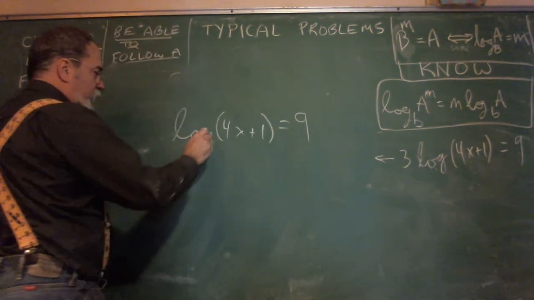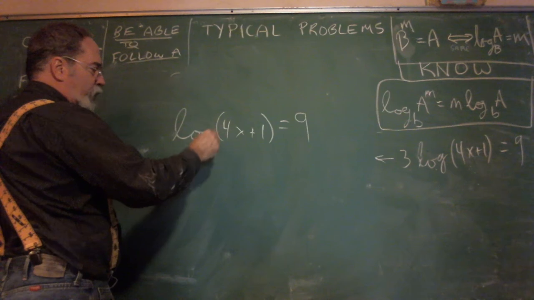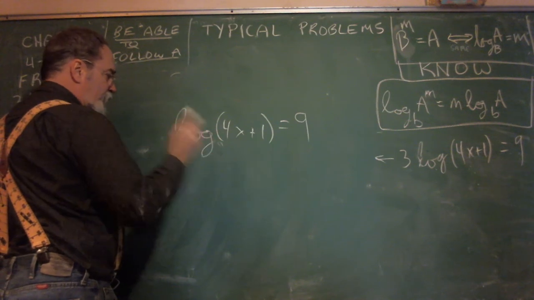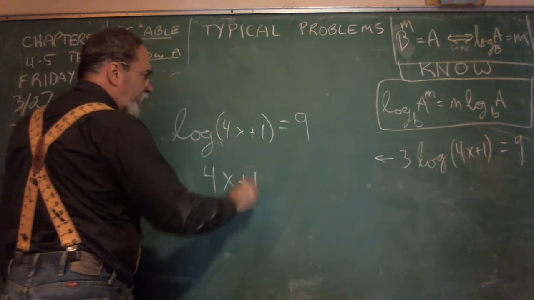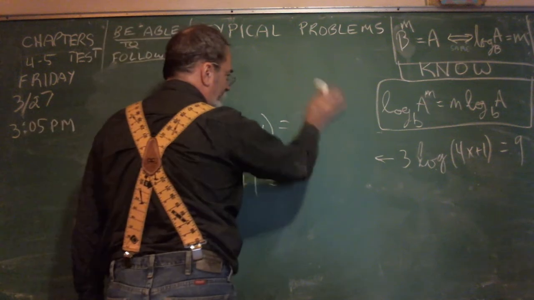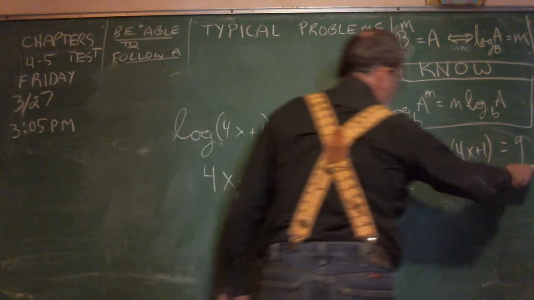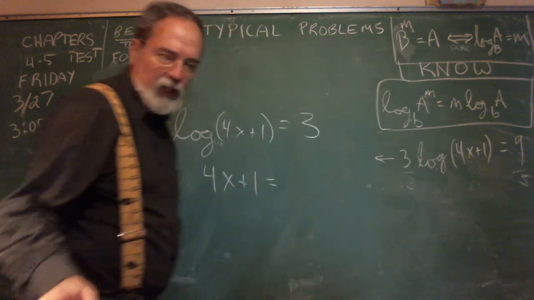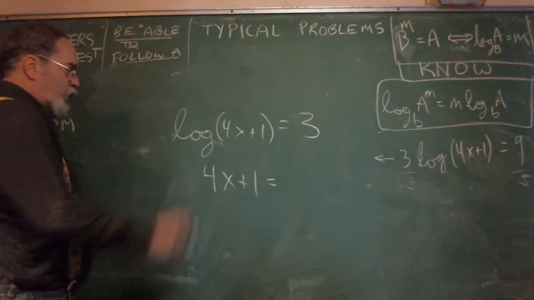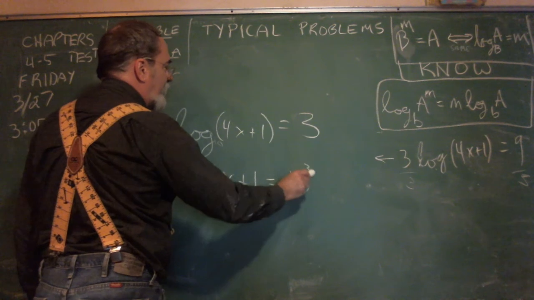And now I can get rid of the logarithm because this is log to the base 10. So this is the same as saying that 4x plus 1, oh sorry, this is 9 divided by 3. That's a 3. This is 9 divided by 3. Remember, I divided by 3. Thanks for catching that mistake there. Good job, Margot, catching that mistake. Thank you. All right, so 4x plus 1 is not 3, it's 10 to the 3.